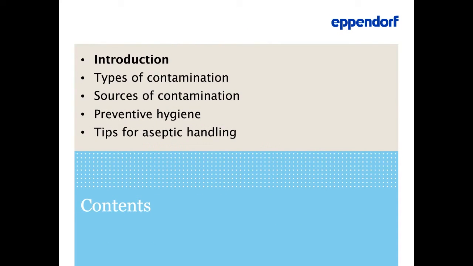First, we will briefly touch on the types of contaminants, because if you fight something in the lab, you would want to know what you are fighting against. We will also speak about contamination sources and some easy ways to prevent contamination. At the end, we will go through just a couple of tips for aseptic handling.